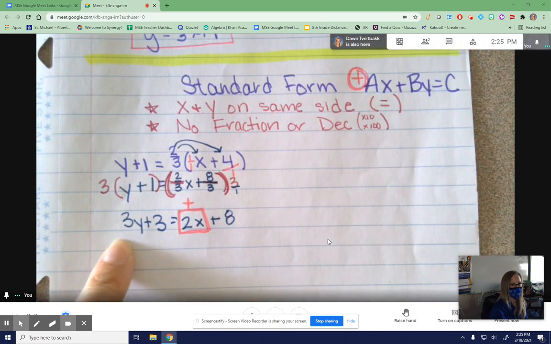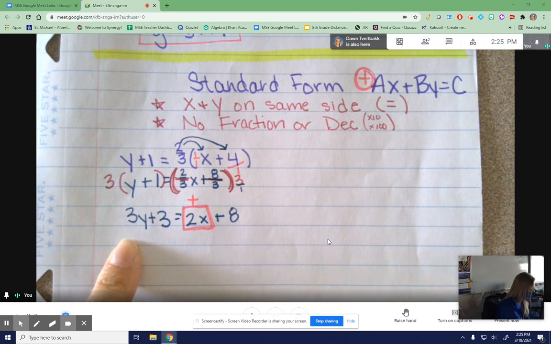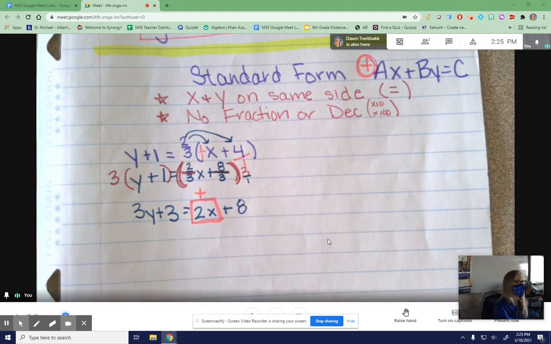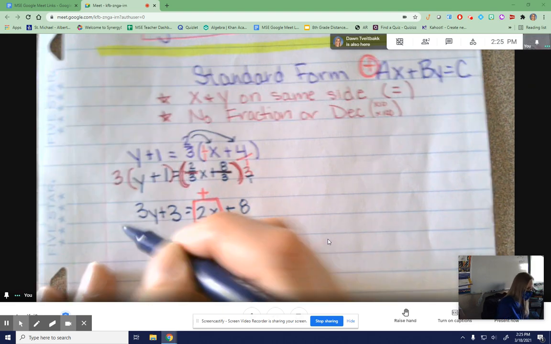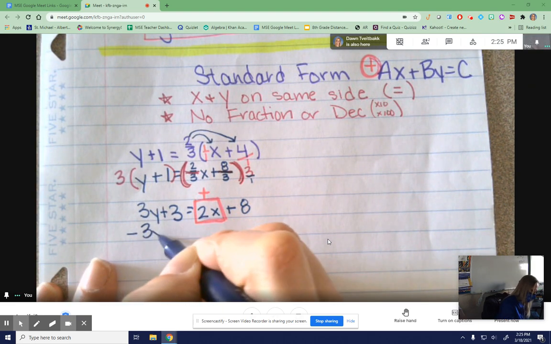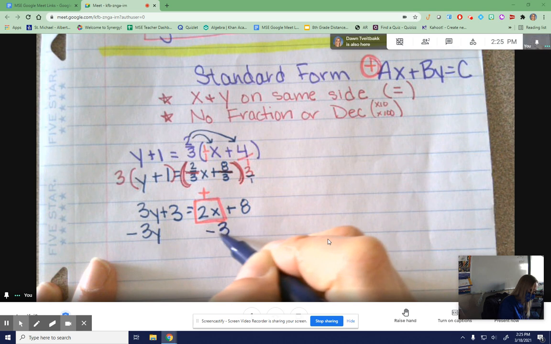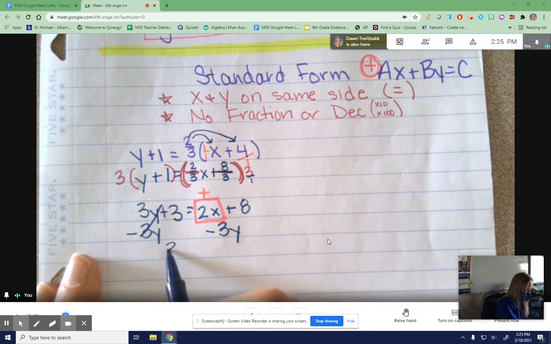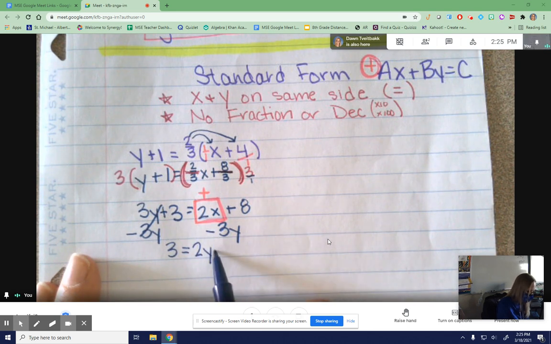Here's why. Let's bring y over to meet 2, because if we bring 2 to the other side, we're going to turn it negative. So let's subtract 3y from both sides. That's going to get rid of this one, and it's going to leave 3 behind. And we're going to have 2x minus 3y plus 8.